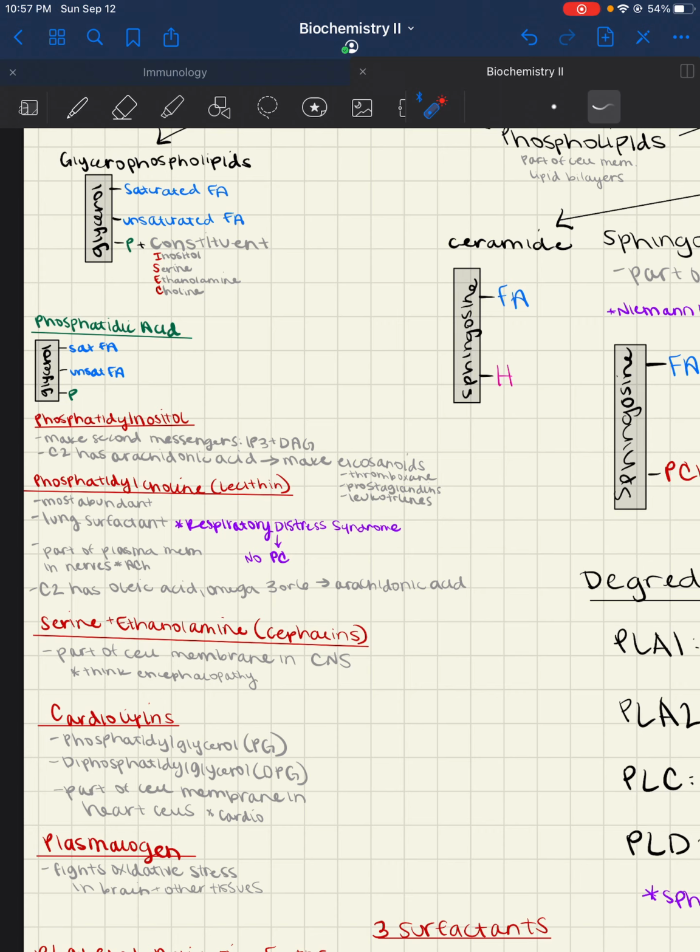Another glycerophospholipid is phosphatidylcholine. It's also called a lecithin. Phosphatidylcholine is the most abundant glycerophospholipid in our body. It's also a lung surfactant. So if we don't have enough phosphatidylcholine, this is seen in babies a lot. They'll have respiratory distress syndrome. So they won't be able to breathe.